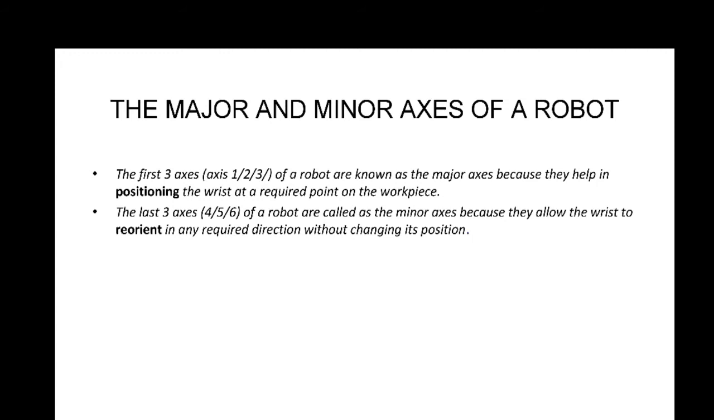The last 3 axes, 4, 5 and 6, we call minor axes. Why do we call them minor axes? Because the load on these 3 axes is not much, and the motors are also very small, because the application of these 3 axes is very less compared to 1, 2 and 3. So we call these minor axes.